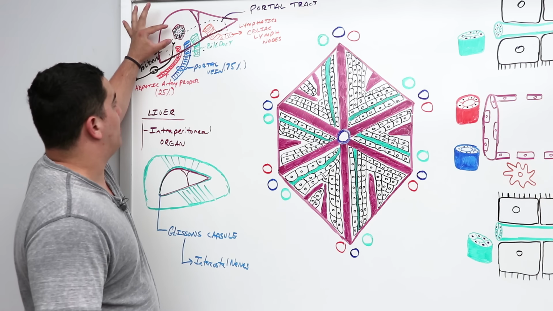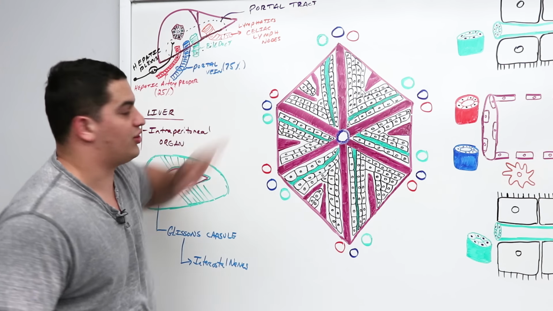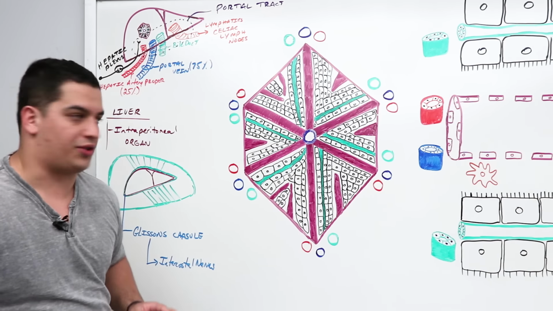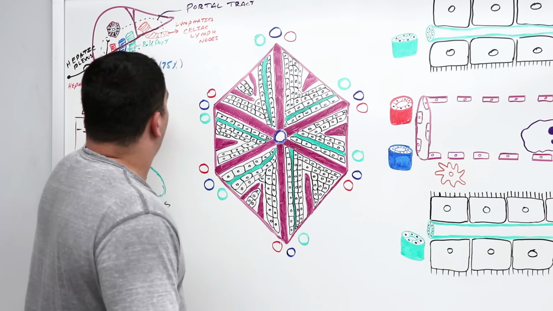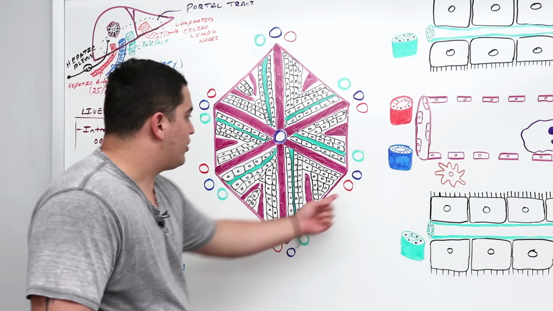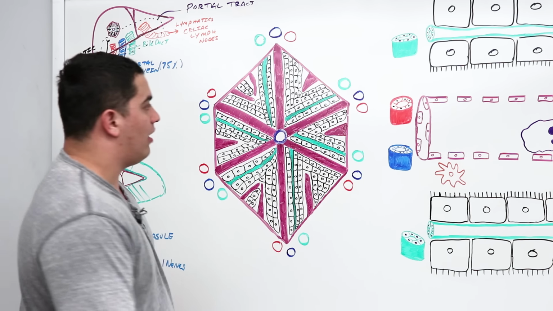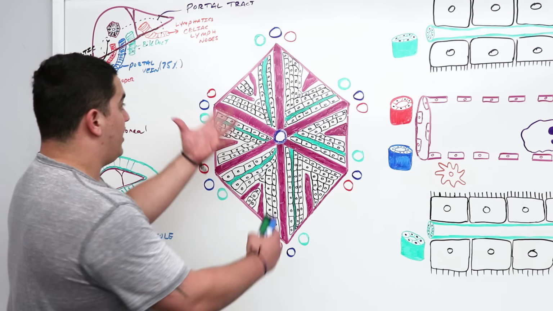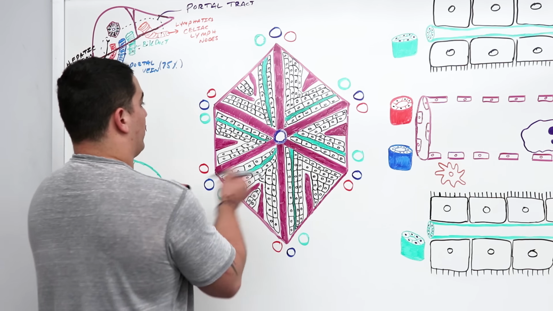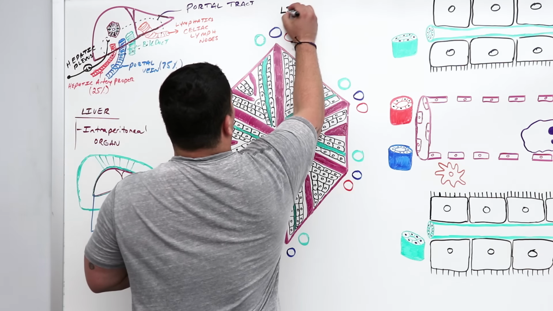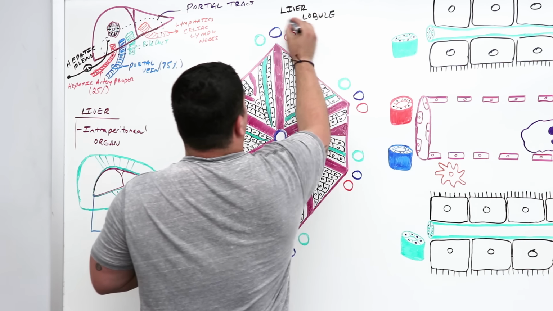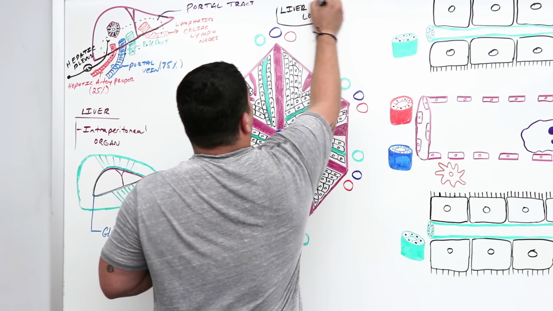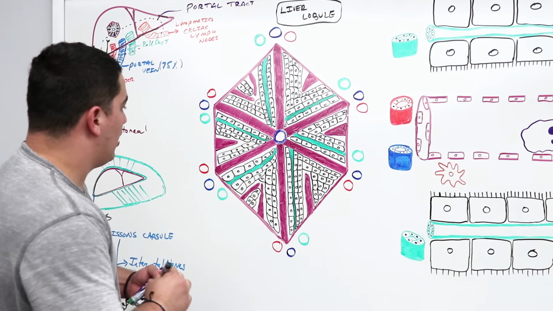So now what I'm going to do is take this liver lobule and zoom in on it, and we're going to talk about all the structures associated with it. First things first, let's talk about these 3 structures that you see on each end of this hexagon, on this liver lobule. So this is our liver lobule, and why is it important? Because the liver lobule is the structural and functional unit of the liver.